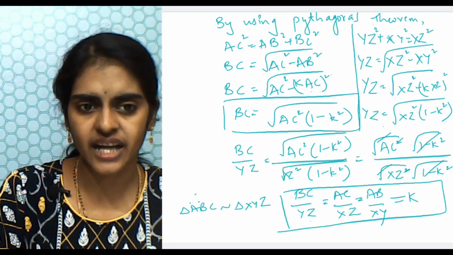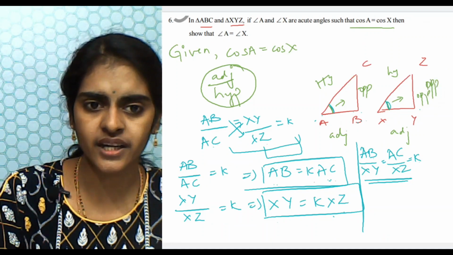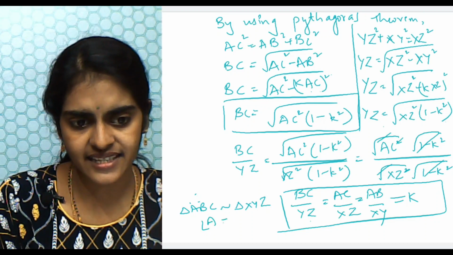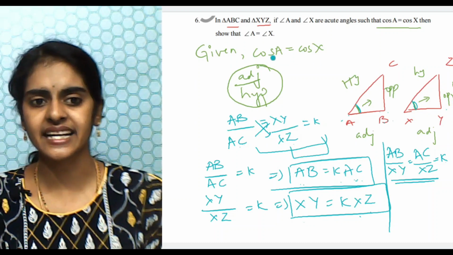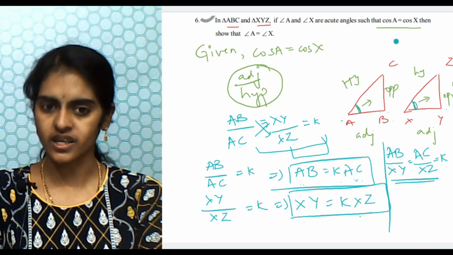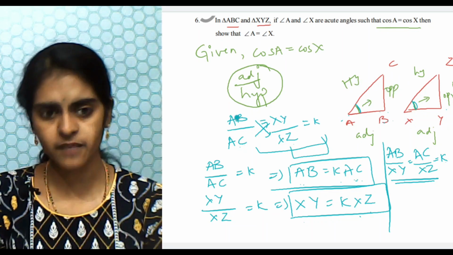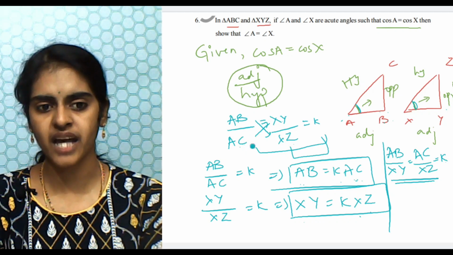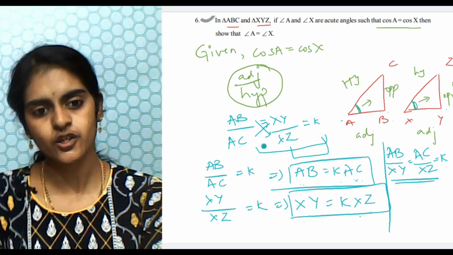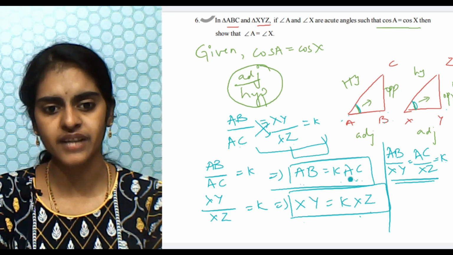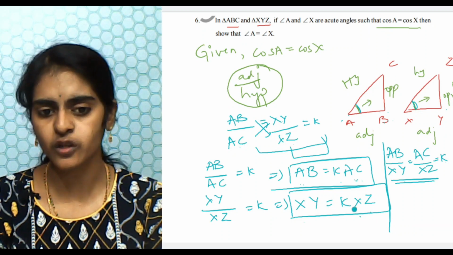When these two triangles are similar, then you can say angle A is equal to angle X. Got my point? So using similarity, angle A is equal to angle X. Clear? So firstly, what are we taking? We are taking the given condition cos A equal to cos X. Drawing the triangles, you know what is the adjacent, opposite and hypotenuse. I am simply substituting adjacent by hypotenuse of these two triangles, and I am taking this value as k. So equating each of these values to k, I got AB equal to kAC and XY equal to kXZ.